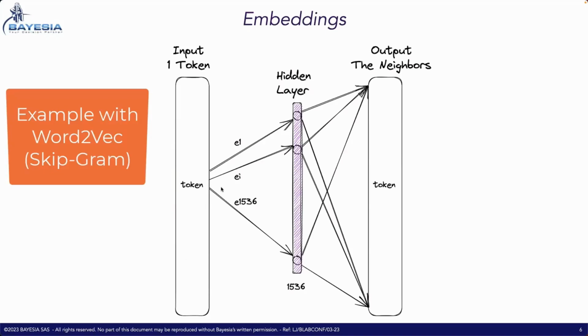Then here, this is an example of a shallow neural network. We have here one hidden layer. And in our case, we have 1,536 nodes here, or neurons, more precisely, in this hidden layer. And the idea of this network, if I'm focusing on the word-to-vector approach with the skipgram, is that you have one token activated, so all the others are equal to 0, and there is just one that is equal to 1.